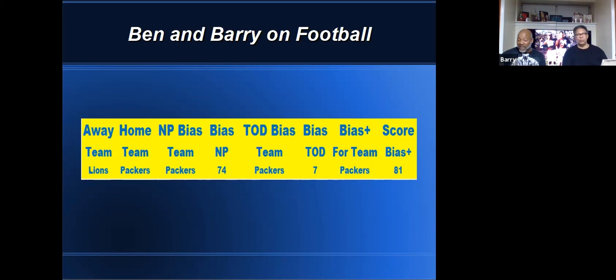That biggest differential. Lions-Packers. Packers, 74 net points, bias in their favor. Turnover differential bias in the Packers' favor, also giving them a bias plus score of 80+. This might actually be a good game to watch, but neither team really has a chance of doing anything. I'm going to go with the Packers, which will be going with the bias on this one.